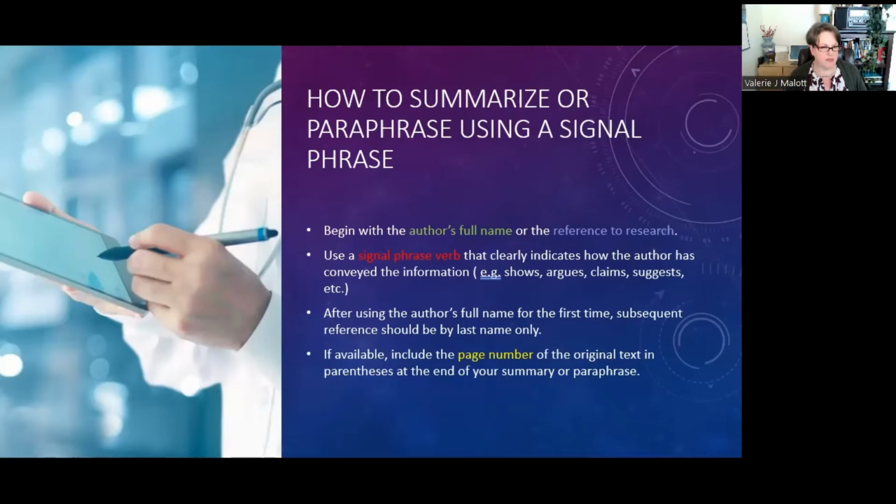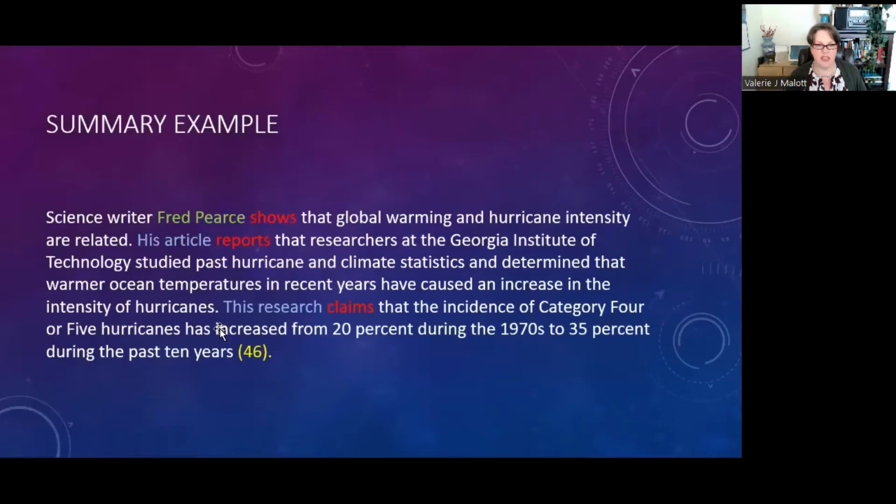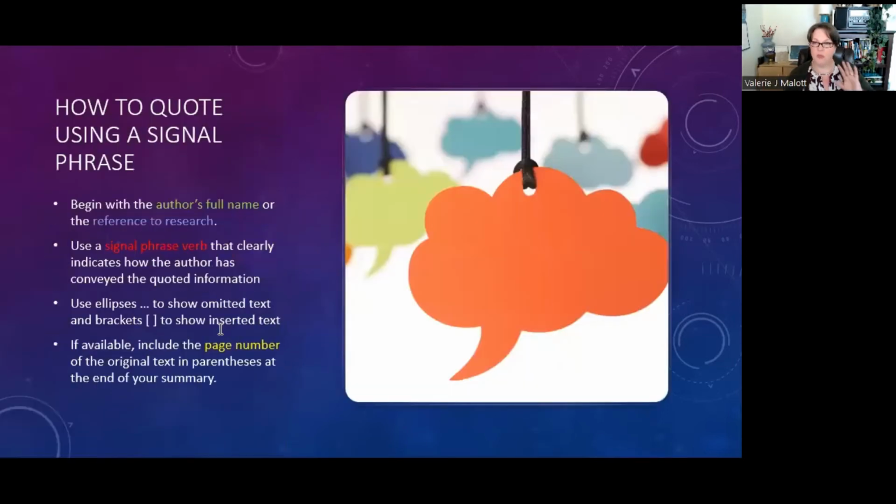I'm going to skip over the next couple of slides here. I will post this so that you can look through it at your leisure if you want to. Then how to quote using a signal phrase, again, it's the same way.